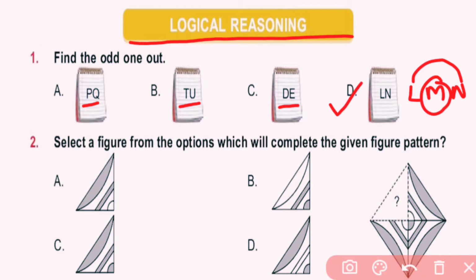D is right answer. Question number 2. Select the figure from the option which will complete the given figure pattern. Let's complete the figure first. First we complete this circle and this shaded part. Then these two lines that are also shaded and this outer. So it match with option C. C is the correct answer.